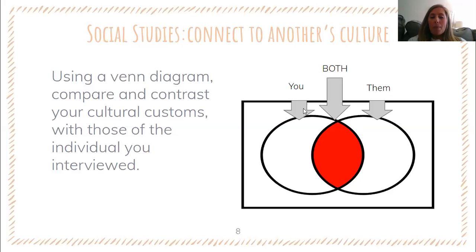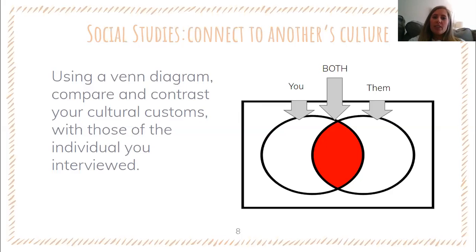So for example, someone asked, what holidays do you celebrate? And let's say that I said I celebrate Christmas, and that person said that they celebrate Christmas. Then you're going to put it here in the red section because you both celebrate Christmas. Let's say that I said I celebrate Thanksgiving, and that person said they didn't. So you only put Thanksgiving in your section. And you could say, does not celebrate Thanksgiving in that person's section. You don't have to write that, but it's an option.